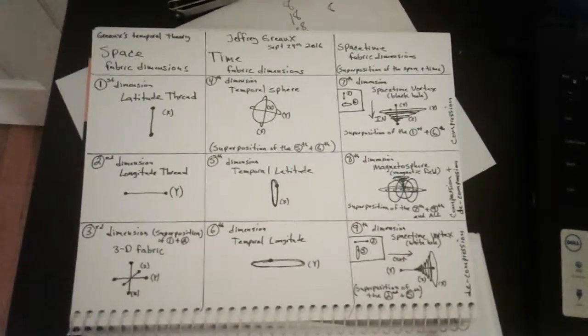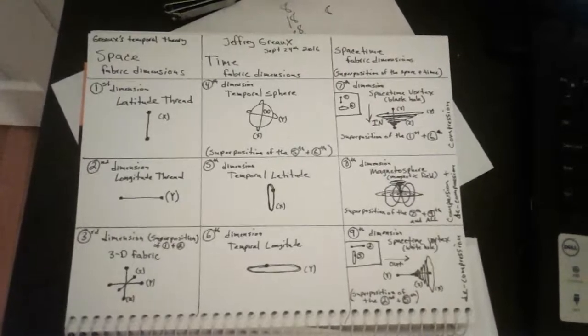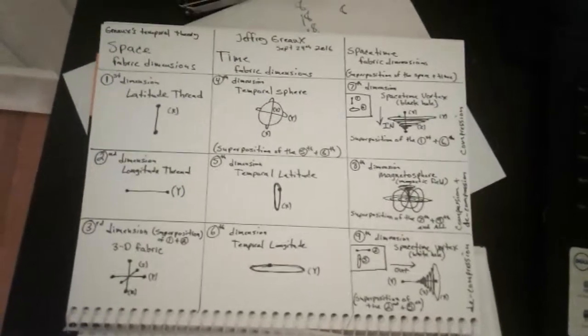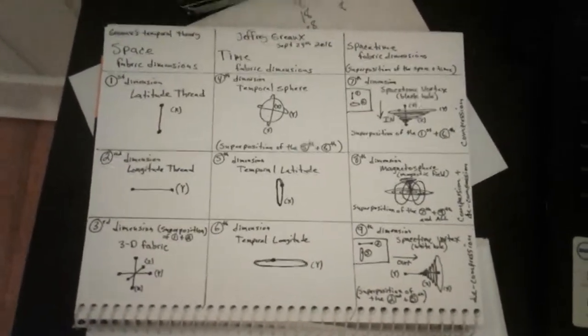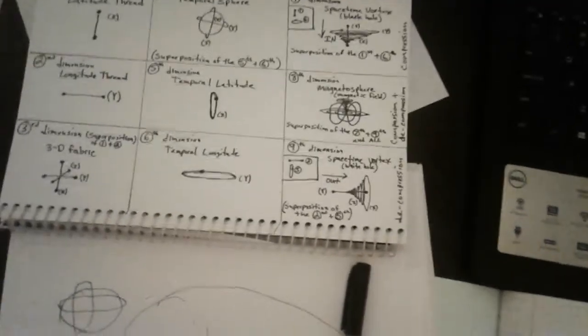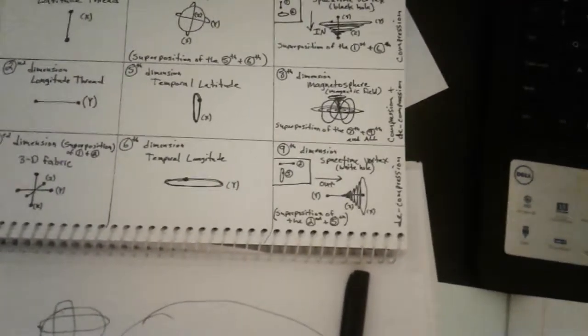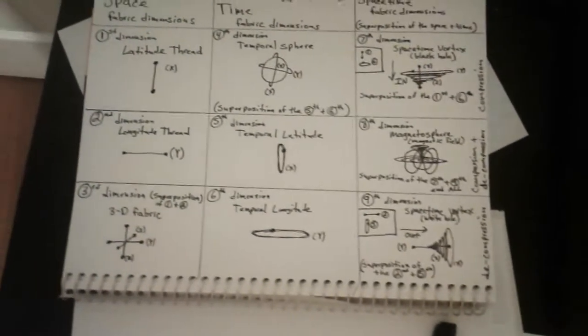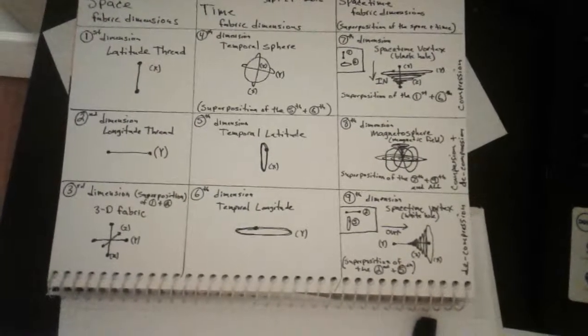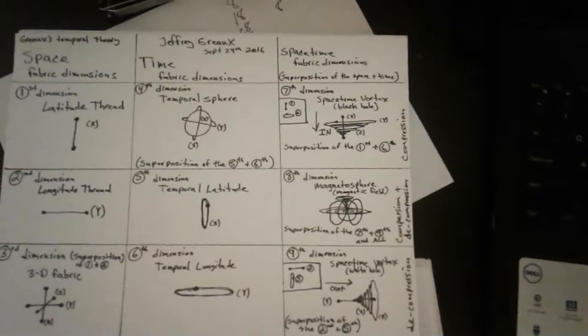Okay. Now, anyway, going back into this again, here we have the ninth dimension, which is the superposition of the second and the fifth dimensions, and then you have the seventh. So I made both of those.